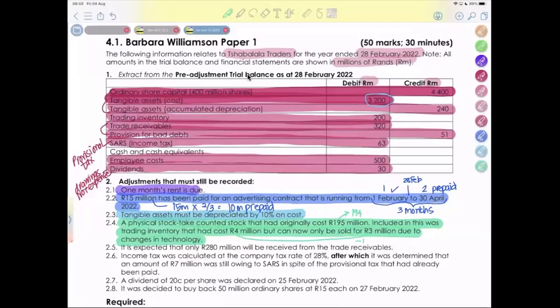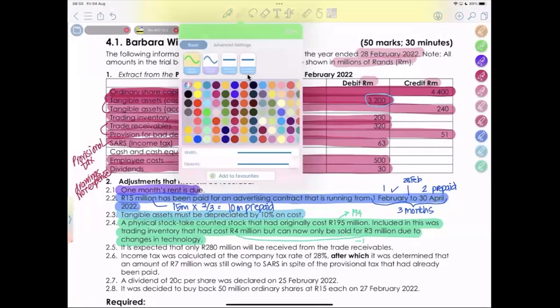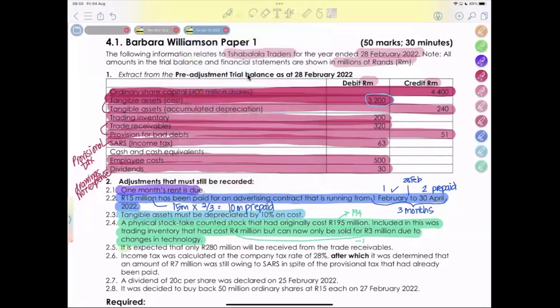It is expected that only 280 million will be received from trade receivables. That is telling you that this is the net amount that you expect to get.